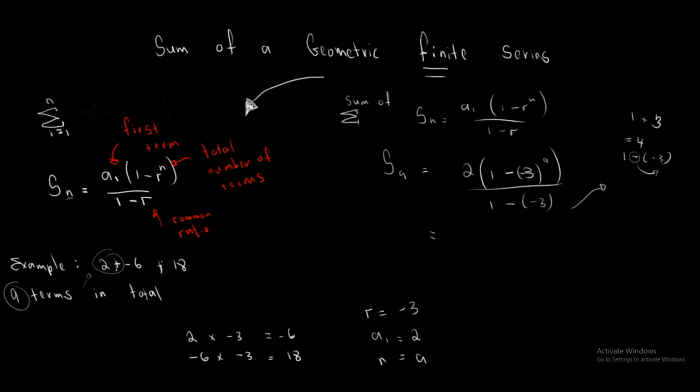Okay. So the new sum of the first 9 terms would then be 9,842. So we have the S of 9, the sum of 9, is equal to 9,842. Now we use this for a geometric finite series.